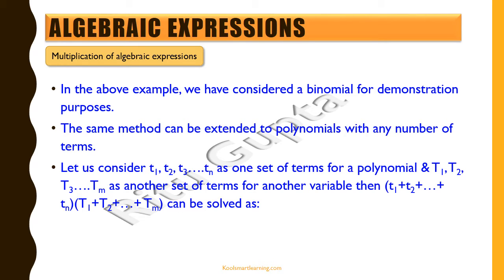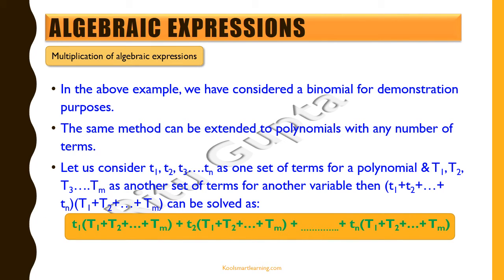Now if you want to find out the product of these two polynomials, the result would look like small t1, which is the first term of the first polynomial, multiplied by the complete second polynomial, which is capital T1 plus T2 till Tm, plus the second term of the first polynomial, which is small t2, multiplied by capital T1 plus capital T2 till Tm, and so on till we multiply the last term of the first polynomial, which is small tn, with the whole second polynomial, which is capital T1 plus capital T2 till Tm. So this will be the product of two polynomials with n and m terms each.